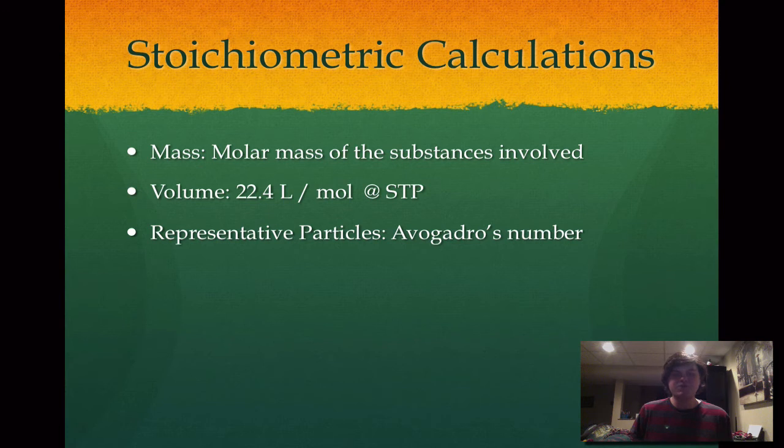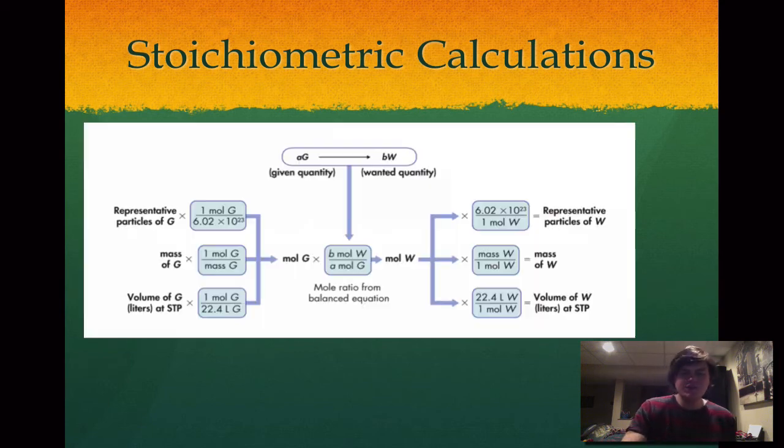For mass, we would use the molar mass of the substance involved. For volume, we would use the value of 22.4 liters per mole at standard temperature and pressure. And for representative particles, which would either be a formula unit, a molecule, or an atom, we would use Avogadro's number. To show you a little flow chart of how these might work.